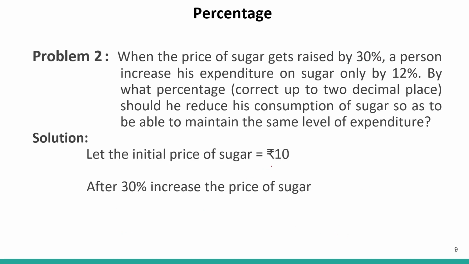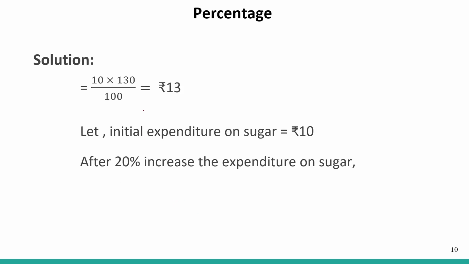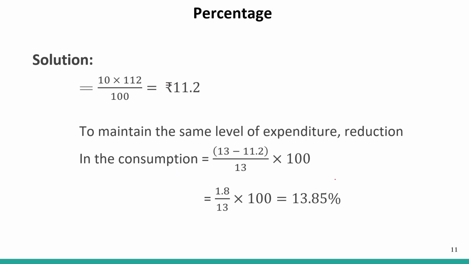So let the initial price of sugar be 10 rupees. After 30% increase, the price of sugar will be 10 into 130 by 100, which is 13. Let the initial expenditure on sugar be 10. After 12% increase, the expenditure on sugar will be 10 into 112 by 100, that is 11.2. So to maintain the same level of expenditure, reduction in the consumption is equal to 13 minus 11.2 whole by 13, multiplied by 100, that is 1.8 by 13 into 100, that is 13.85%.